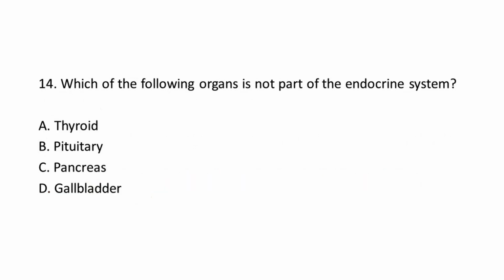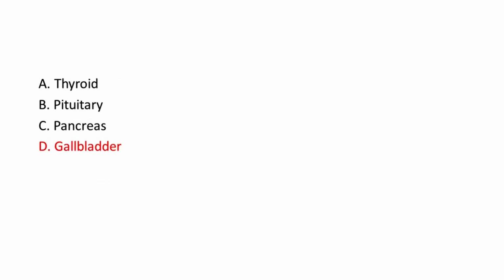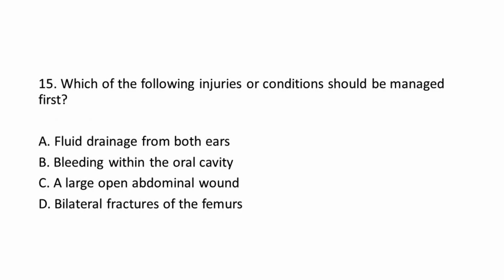14. Which of the following organs is not part of the endocrine system? A. Thyroid. B. Pituitary. C. Pancreas. D. Gallbladder. The answer is D. Gallbladder.